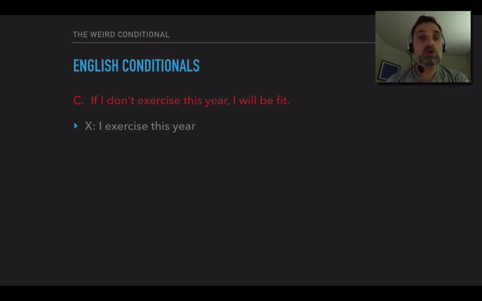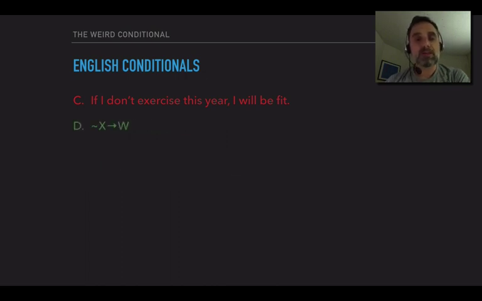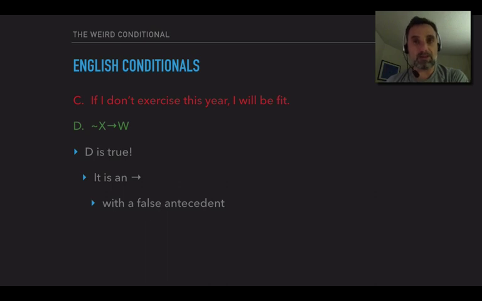Okay, now let's try to symbolize C. We can say that X will symbolize I exercise this year, and W will symbolize I will be fit. And so that means that this sentence is symbolized as negation X arrow W, where negation X is the antecedent. Okay, good. So let's think about that. Negation X arrow W, well, that's actually very true, right? Why? Well, it's an arrow. It has a false antecedent. What we saw in the previous video is that with an arrow sentence, if you have a false antecedent, then you're true. It also has a true consequent, and we saw that if you're an arrow sentence with a true consequent, then you're true. So this conditional is very, very true.